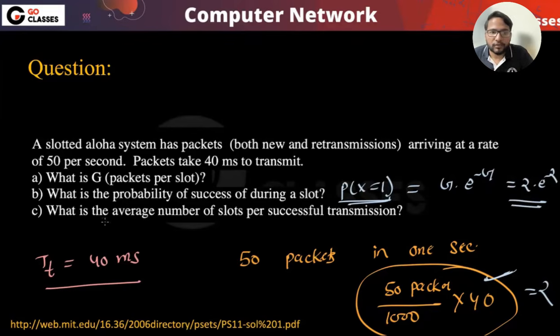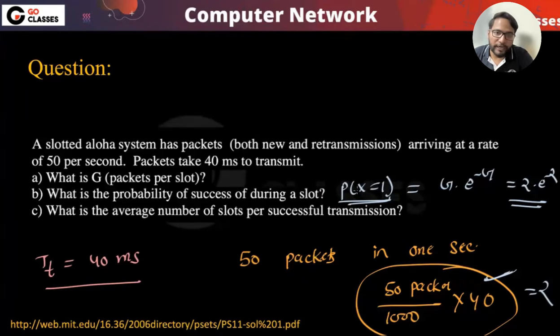Now they are asking, what is the average number of slots per successful transmission? What does this mean? It means that if the probability of success is given to you, out of some slots, this is the fraction of slots that are successful. If the probability of success is this, then how many slots will be needed to make sure that there is basically just one success?